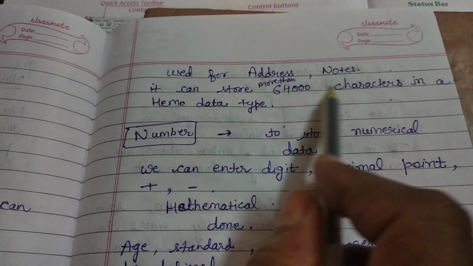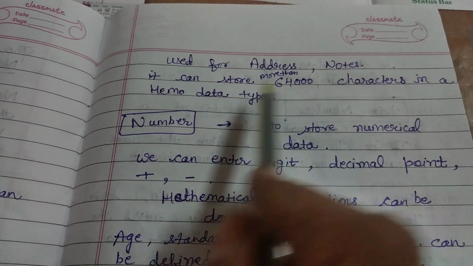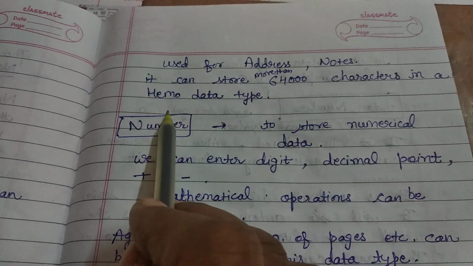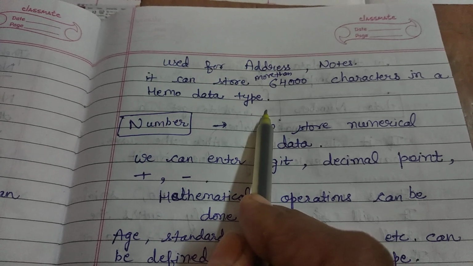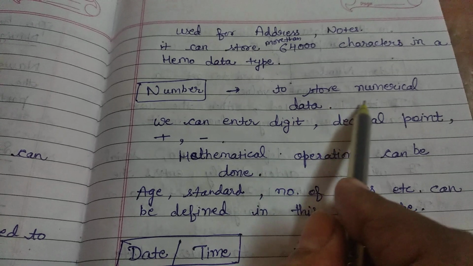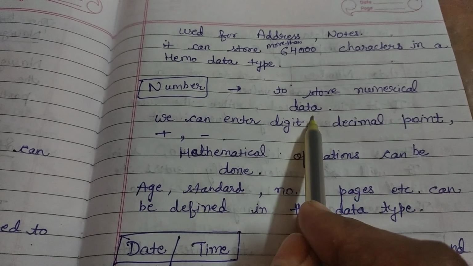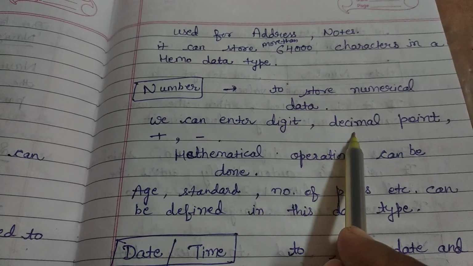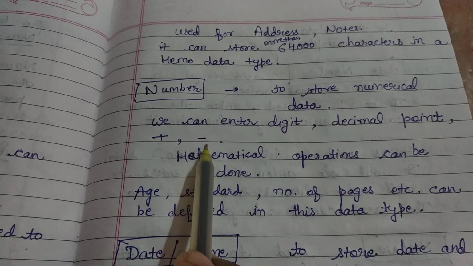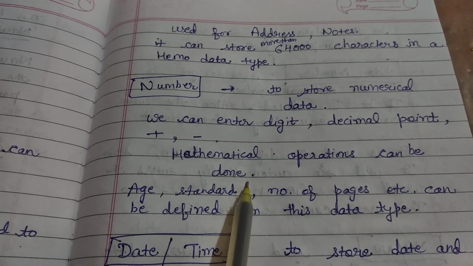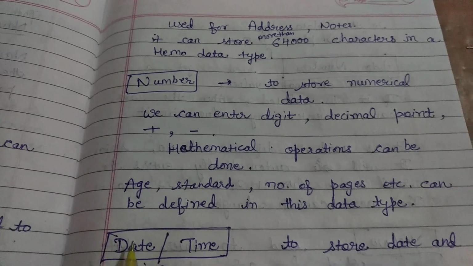For example, it is used for address. If you want to write any note, it can store more than 64,000 characters in a Memo data type. Okay. Next data type is number, and this is used to store numerical data. We can enter digits here, decimal points, plus sign, minus sign. Mathematical operations can be done in this data type number.